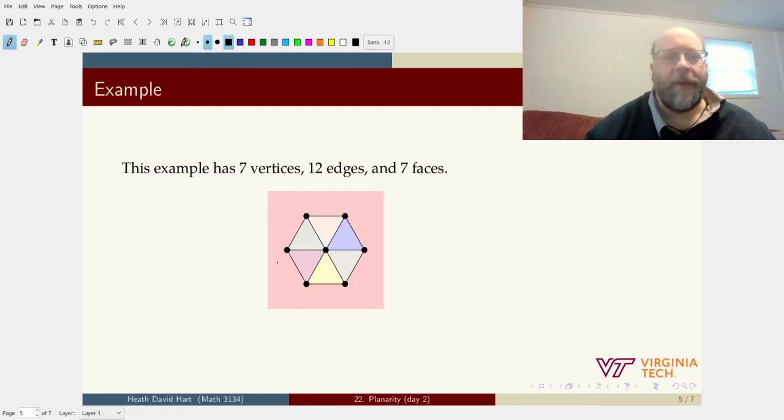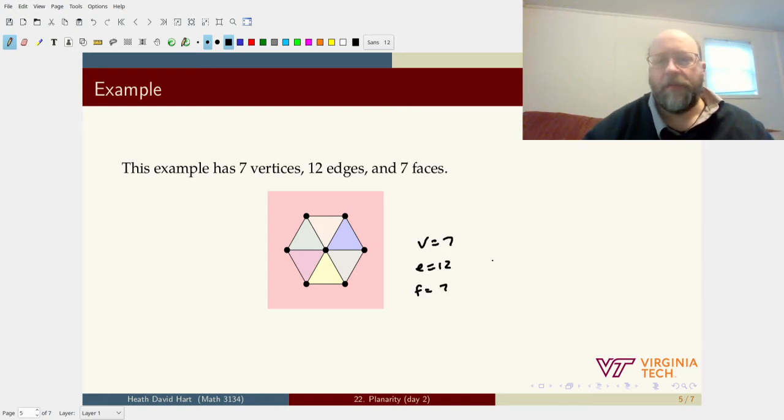Here's a different example. This graph has 7 vertices, 12 edges, and 7 faces. So each of the 6 triangles here, and then the outside is the 7th face. I want to go through this example just for a moment. There are 7 vertices, there are 12 edges, and there are 7 faces.